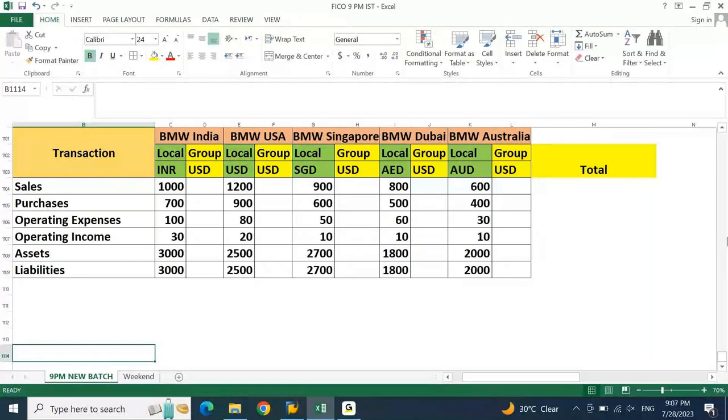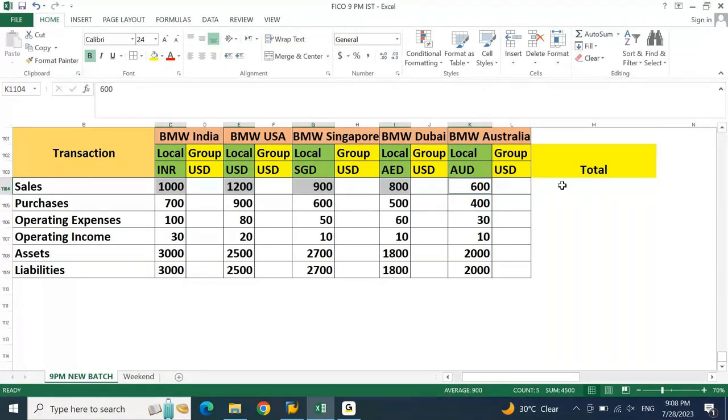Now, can I say my total sales is 1,000, 1,200, 900, 800, 600? Can I say 4,500 as my total sale? Is that valid? Not valid. This is not valid because these five are not the same currencies. This is INR, this is dollar, this is Singapore dollar, this is AED, this is AUD. I cannot club these together to come at the total sale. So this is wrong. Then how do I arrive at a total sale figure which is valid?